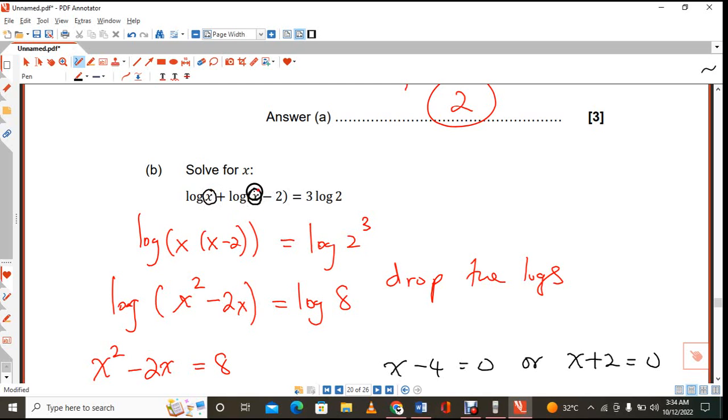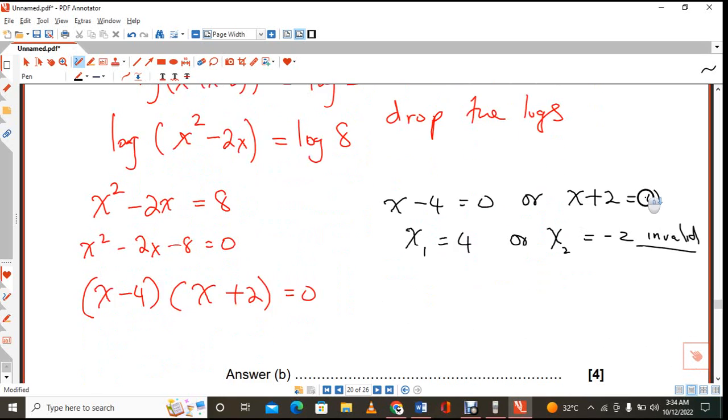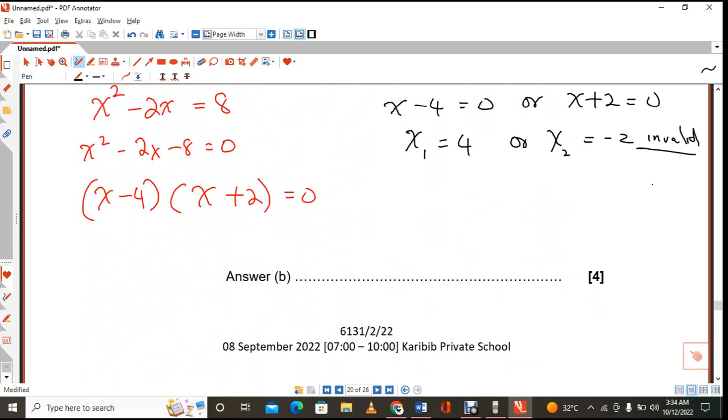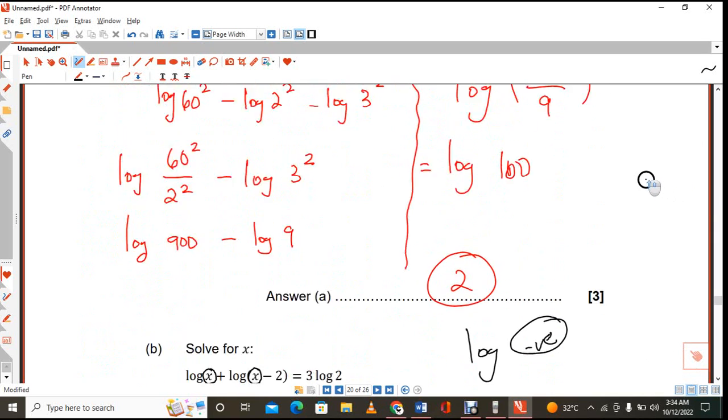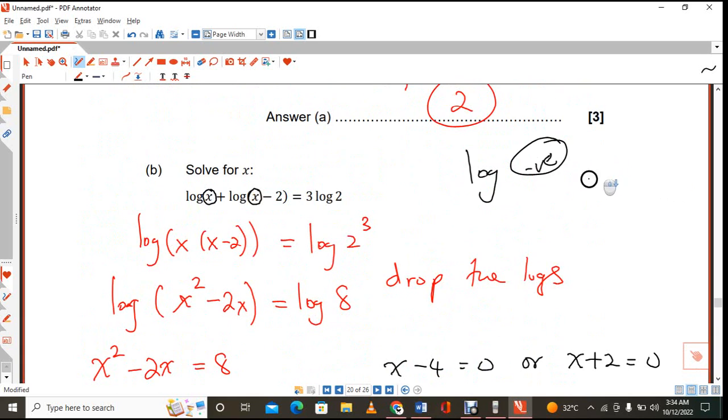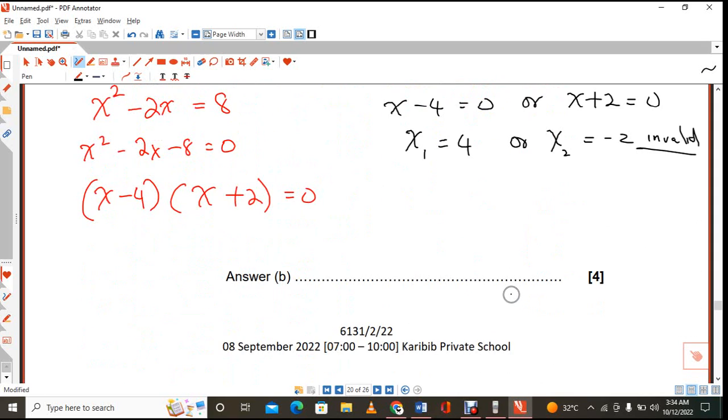Even if you had to put it here, you'll get negative 4. So you can't have the logarithm of a negative number here. This is undefined, does not exist. So we only accept one answer, and let's see, even if I put in 4 it will definitely give me a solution here. Log 4 plus log 4 minus 2, that will give me 3 log 2. So 4 is the acceptable answer.